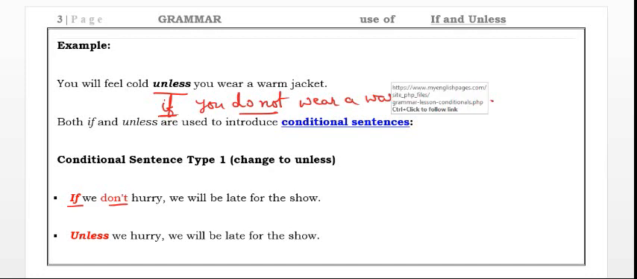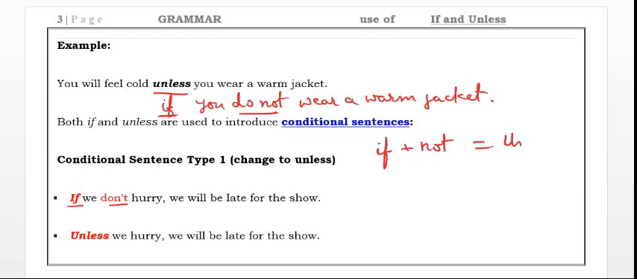According to the rule, if you remember, previously I said our first type is if plus not, which is equal to positive unless. So I have taken the unless positive. If we don't hurry, we will be late for the show. So I have taken this positive. Unless we hurry, we will be late for the show. This is first, where the negative is in the first part.